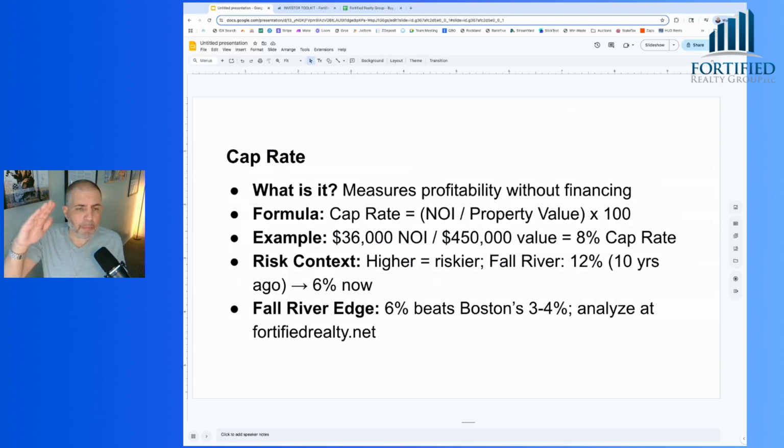The higher the cap rate, the riskier the investment. If you're going to take on more risk, you should have more reward. So Fall River was a lot riskier 10 years ago. I'd say now it's definitely stabilized. There's a lot of growth with the waterfront, the train coming in. So 6% is probably realistic now. Boston, the good areas are probably 3 to 4% right now. So Fall River still beats Boston, which is why there's so much activity in our market.